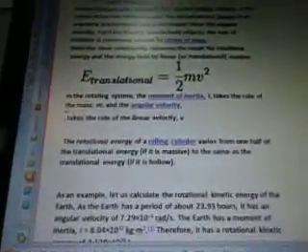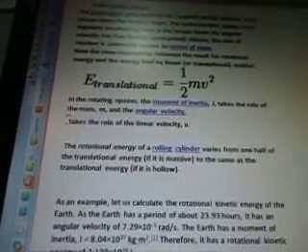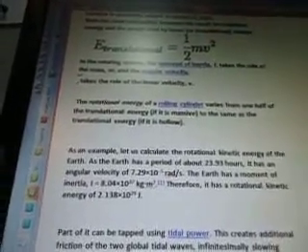In the rotating system, the moment of inertia, I, takes the role of the mass, m, and the angular velocity, omega, takes the role of the linear velocity, v. The rotational energy of a rolling cylinder varies from 1/2 of the translational energy if it is massive to the same as the translational energy if it is hollow. As an example, let us calculate the rotational kinetic energy of the Earth.